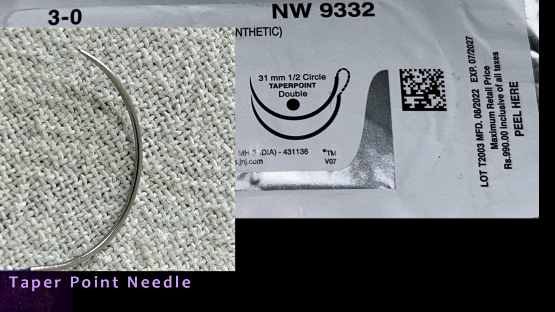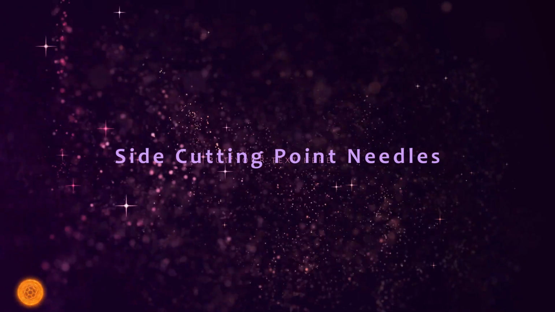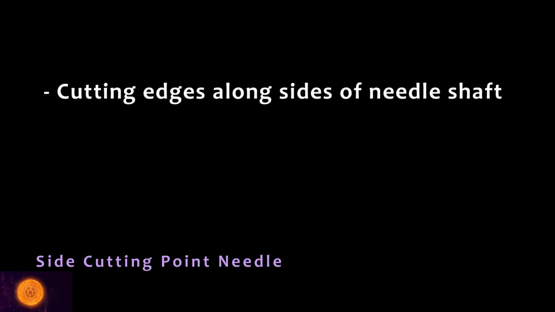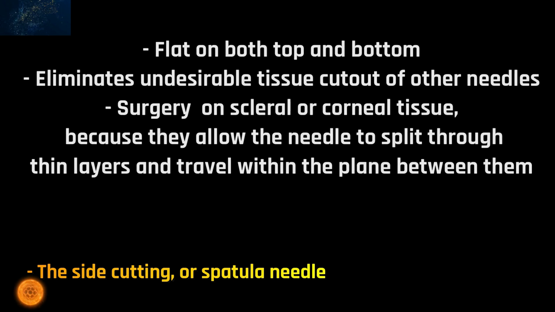Next are side cutting point needles, and if you have used any of these needles, like the side cutting or the ski needle, do share the description and information in the comment section or in the chat option on the app. There is a cutting edge along the sides of the needle shaft, and these needles are flat on both top and bottom. They eliminate undesirable tissue cutout of other needles, and are used in surgery on scleral or corneal tissue. In ophthalmic surgery they are used because they allow the needle to split through thin layers and travel within the plane between them.